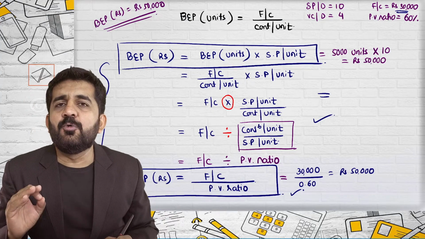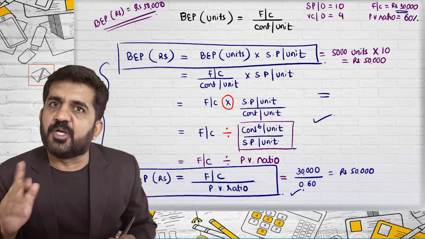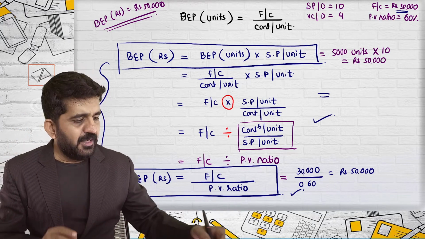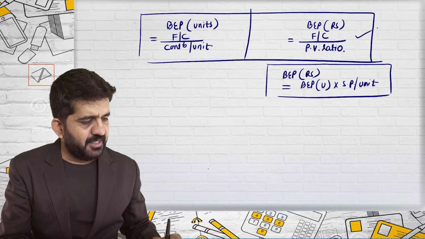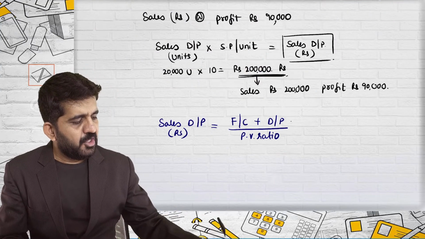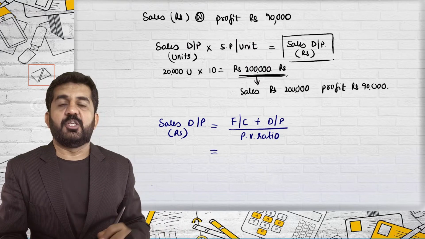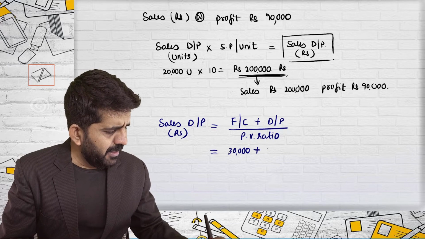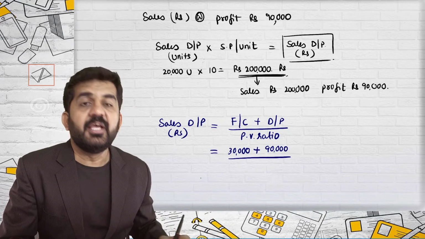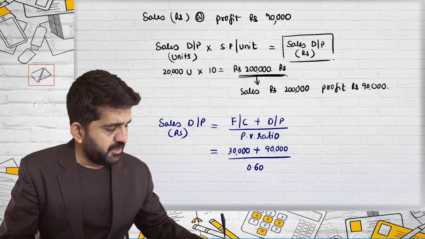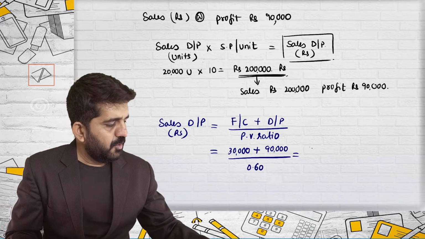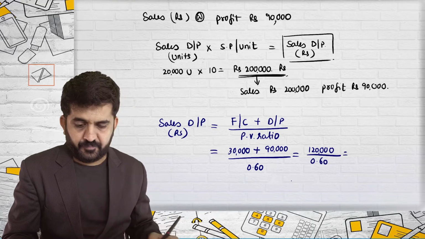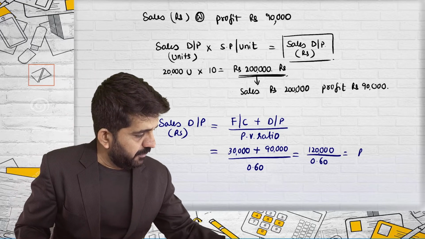It will be the same. Believe me, break-even point is also a desired profit question only. At break-even point, my desired profit is 0. Whatever my desired profit is will just be added in the numerator. So fixed cost plus desired profit upon PV ratio. Let us find it out in our case. Fixed cost is 30,000. My desired profit is 90,000. And in our Pani Puri case, PV ratio is 60%. 1,20,000 divided by 0.60 will be rupees.